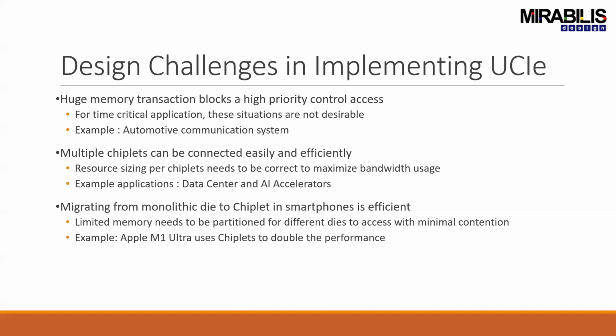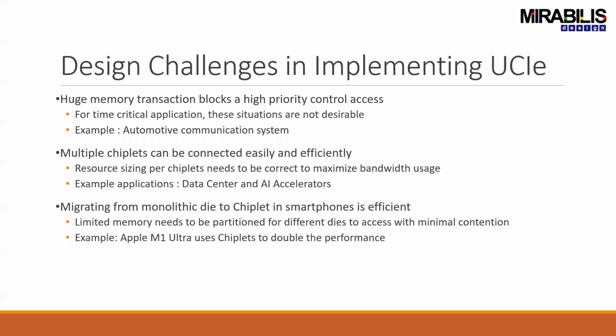Now, obviously the big advantage of UCIe is you can have multiple chiplets connected easily and efficiently, with reuse of existing technology, including PCIe 6.0. But the sizing of the resources per chiplet needs to be correct, not just maximize, but optimize the bandwidth usage. You don't want to have more bandwidth than is actually needed. So the resources that are all available need to be really considered to ensure you get the optimal cost of the chip. So data center applications, AI accelerators are where you can take maximum advantage of these multi-die SoCs.